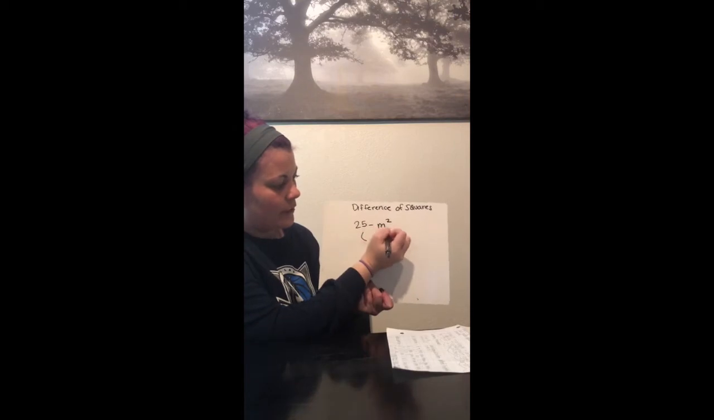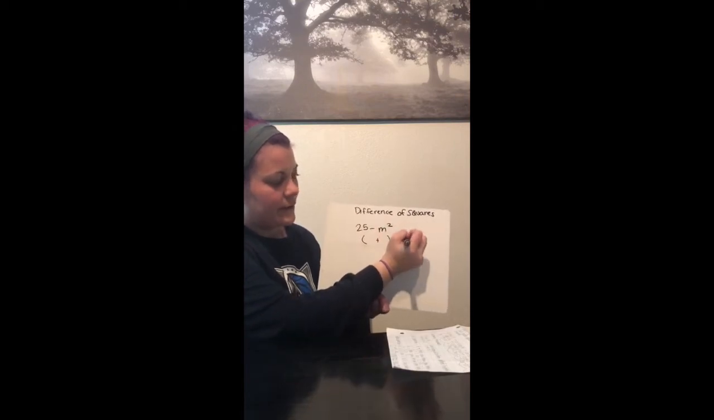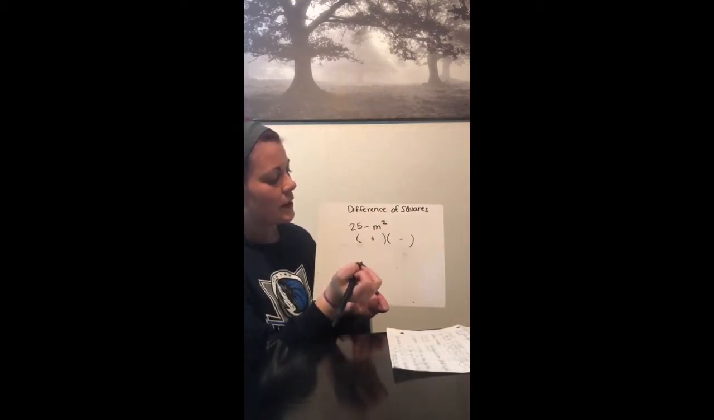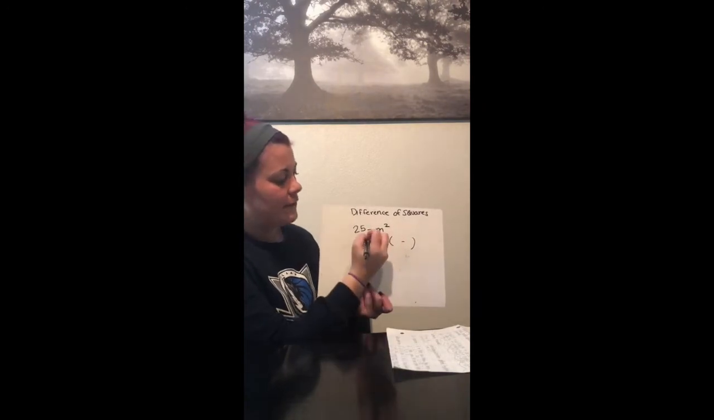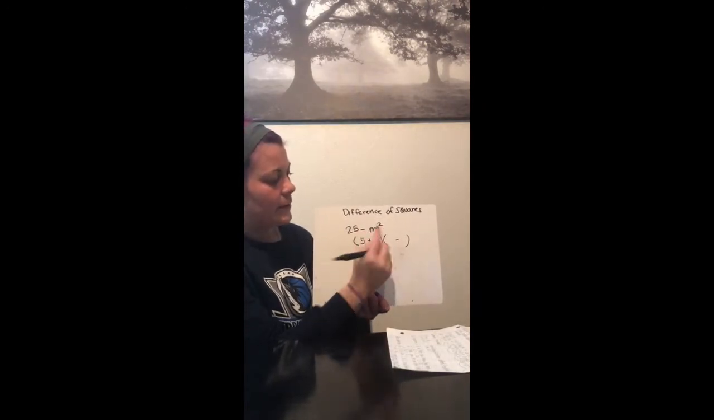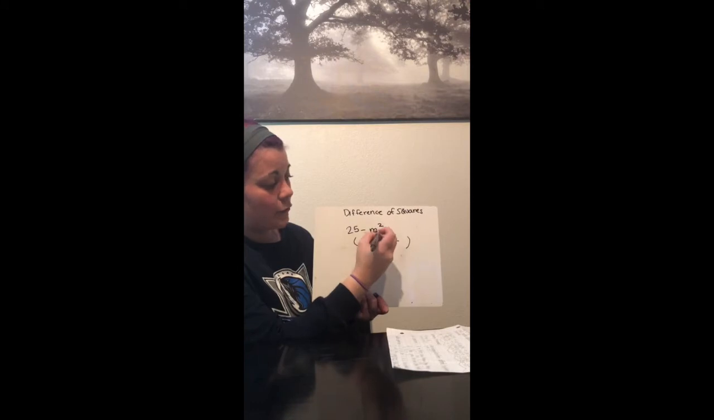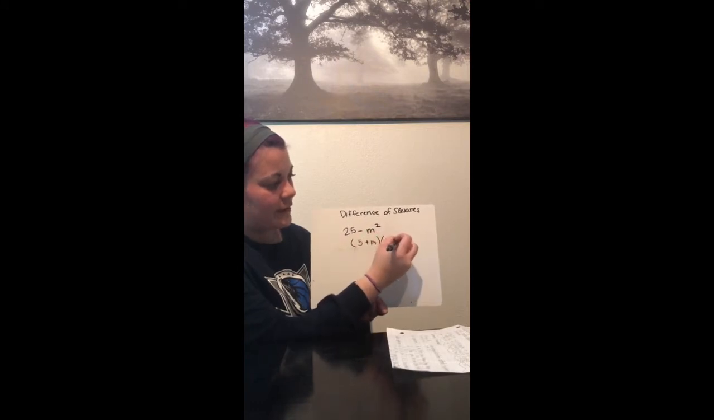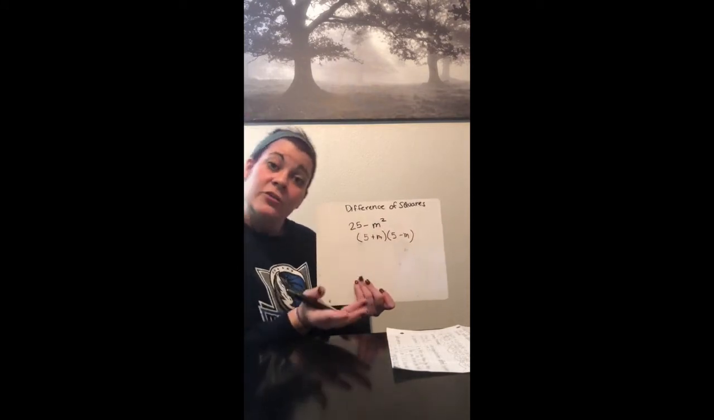One more for difference of squares. 25 minus m squared. So again, a difference of squares. One's going to be addition, one's going to be subtraction. The square root of 25 is 5. The square root of m squared is just m. So 5 plus m, 5 minus m. So that's how you factor difference of squares.